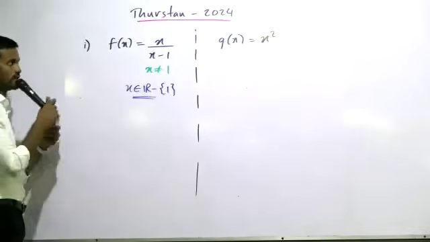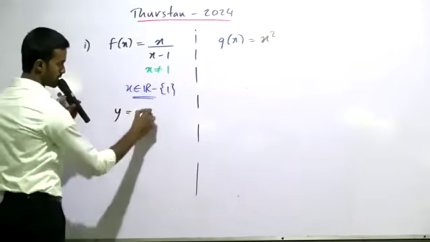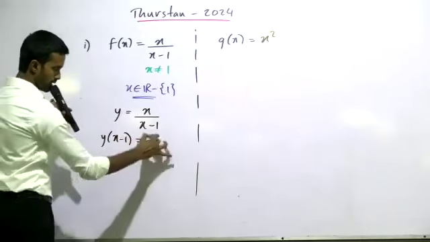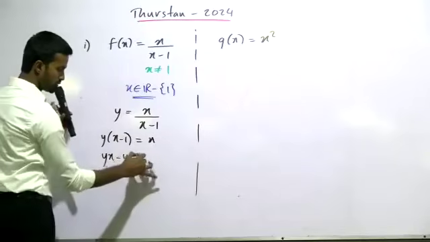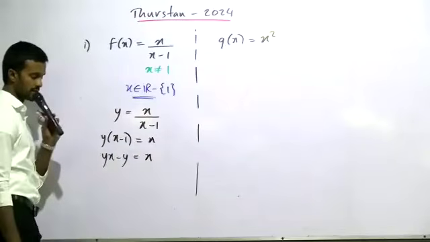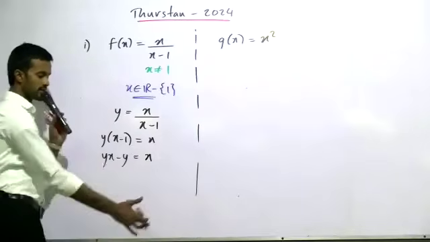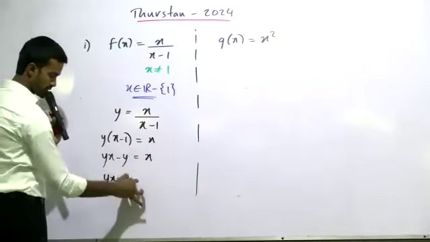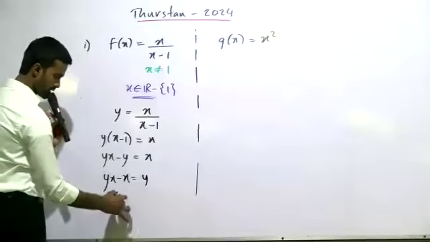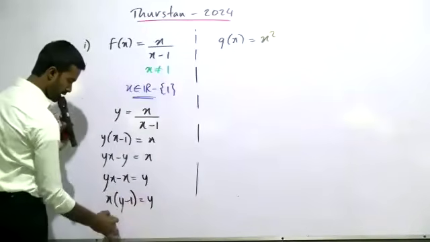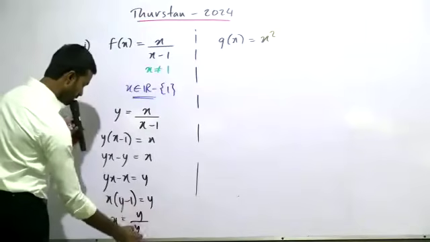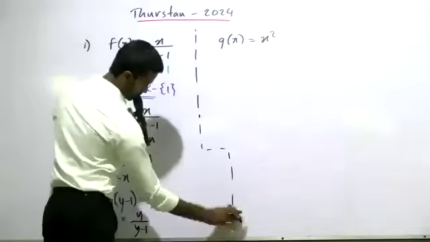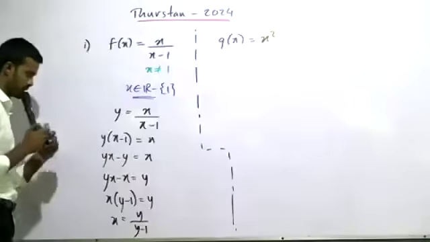To find the range, I told you what you have to do first. You have to make x the subject. How can you make x the subject here? Cross multiply, and then you have yx minus y is equal to x. The basic of making x the subject is that you have to take all the x terms to one side. So yx minus x is equal to y. With x taken out, it's x(y minus 1) equal to y. It gives me x is equal to y over y minus 1.